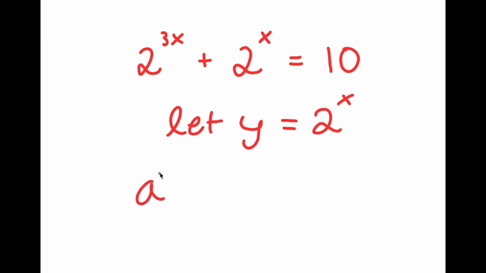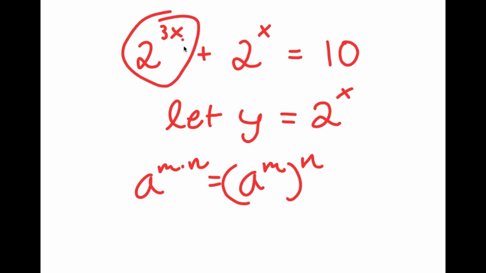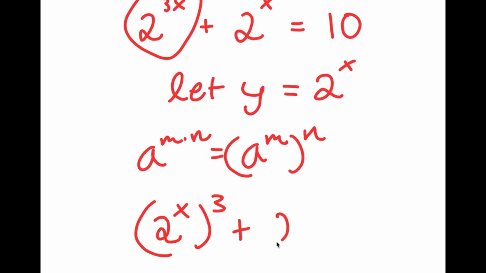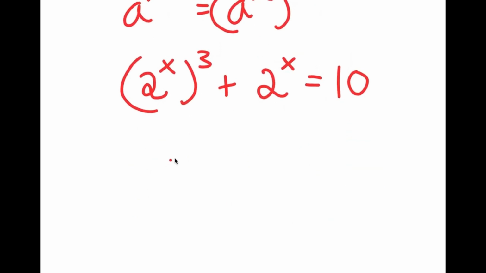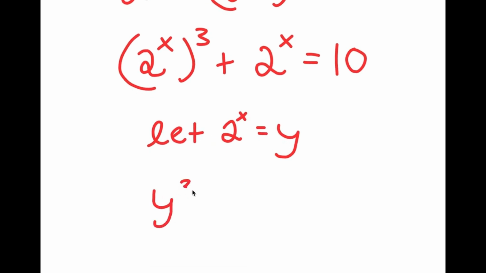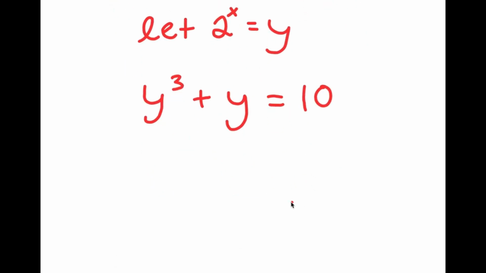Now, if I have something in the form a to the power of m times n, this is equal to a to the power of m to the power of n. So 2 to the power of 3x is going to equal 2 to the power of x to the power of 3. Now I have this plus 2 to the power of x is equal to 10. Now I'm going to let 2 to the power of x equal to the variable y. So I get y to the power of 3 plus y is equal to 10.